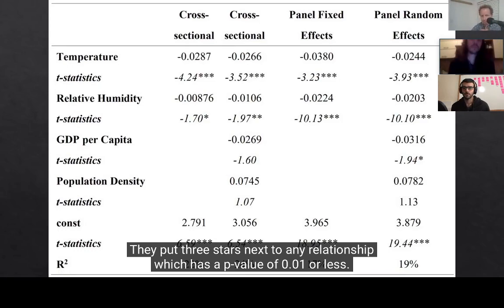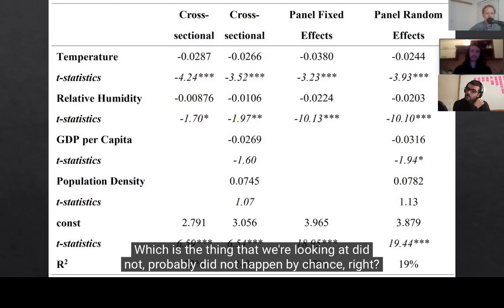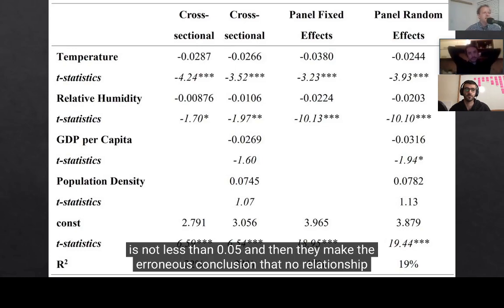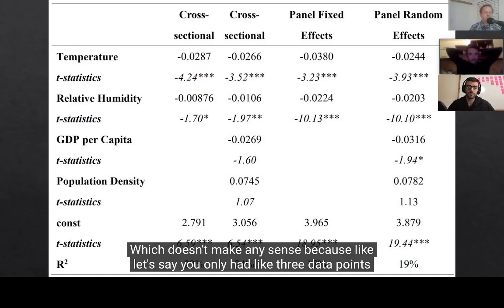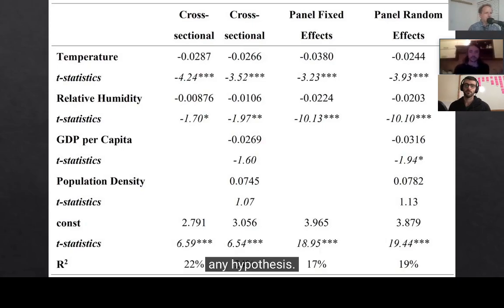So there is something useful to say about a small p-value, like 0.01 or less, which is that the thing we're looking at probably did not happen by chance. The biggest statistical error people make all the time is that they see that a p-value is not less than 0.05, and then they make the erroneous conclusion that no relationship exists. Which doesn't make any sense, because let's say you only had 3 data points, then you almost certainly won't have enough data to have a p-value of less than 0.05 for any hypothesis.